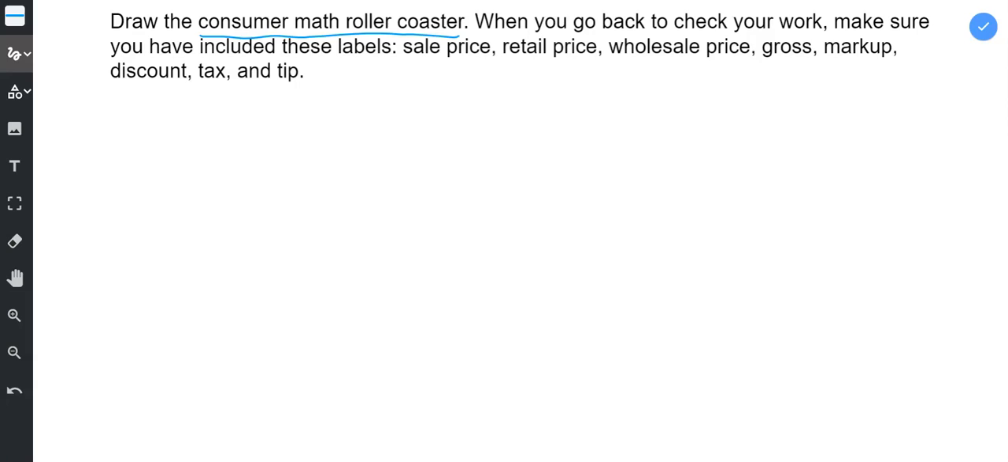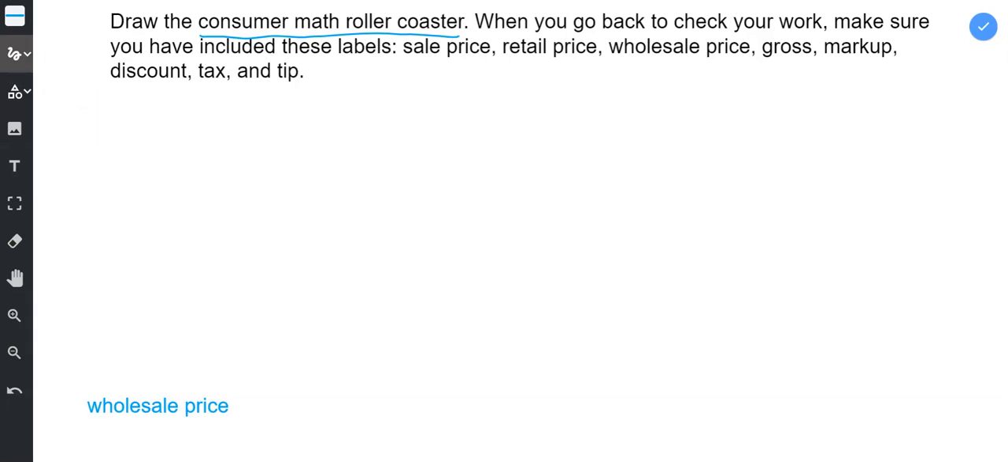So let's go ahead and draw the roller coaster and do our review, and then you'll be recreating this on your own. So we start with the wholesale price. This is the price that the retailer gets when the retailer buys in bulk. For example, Walmart buys in bulk, so they get the items for a cheaper price, the wholesale price.